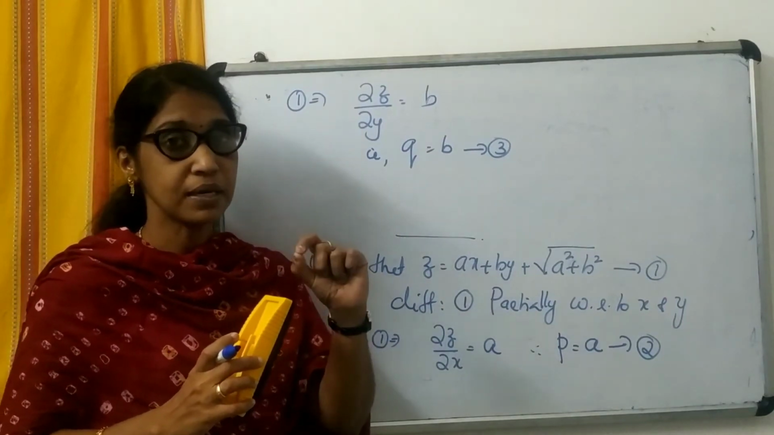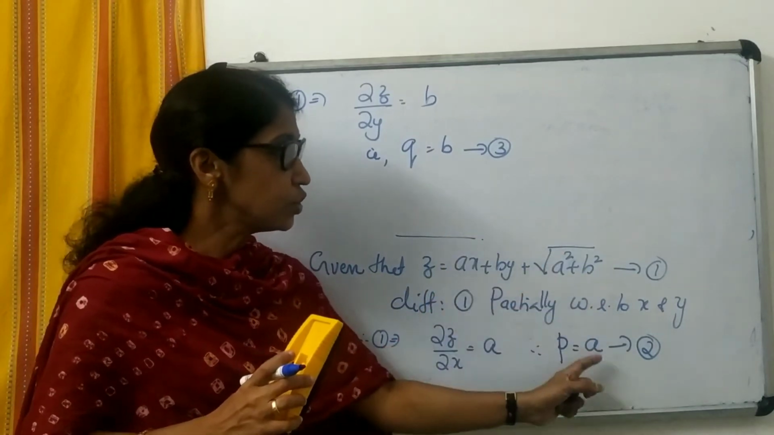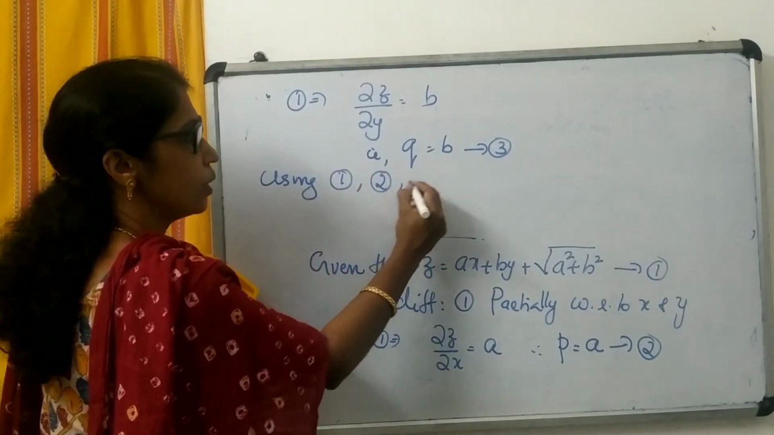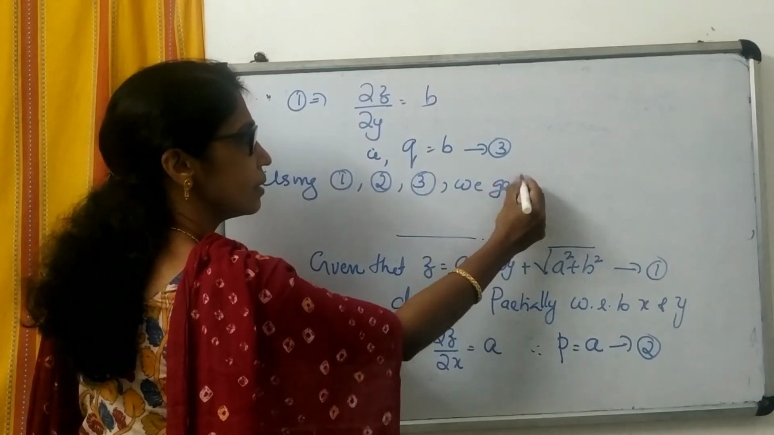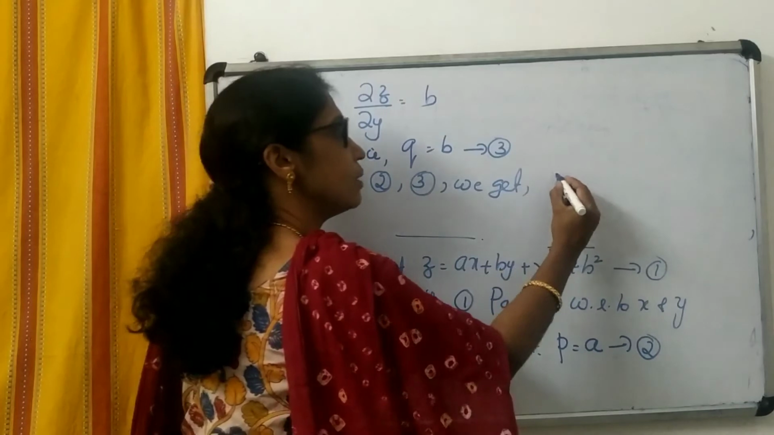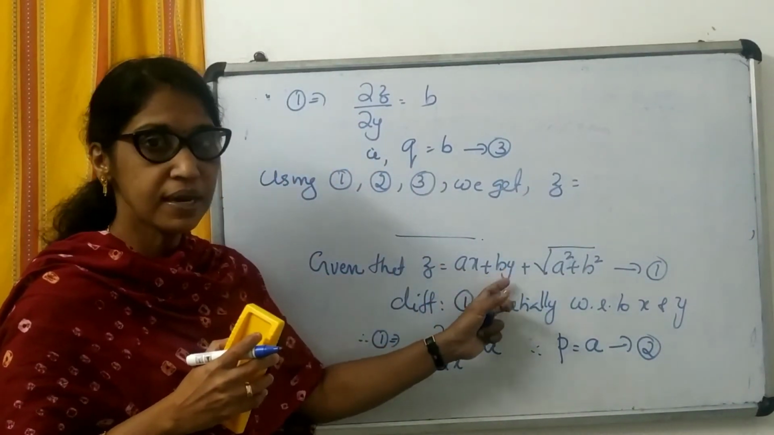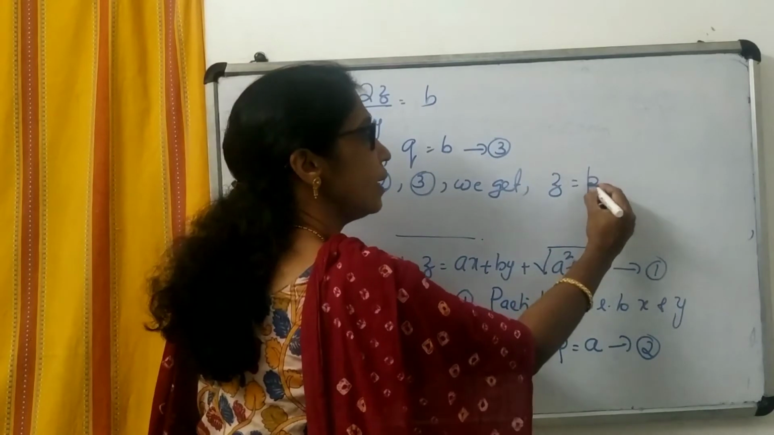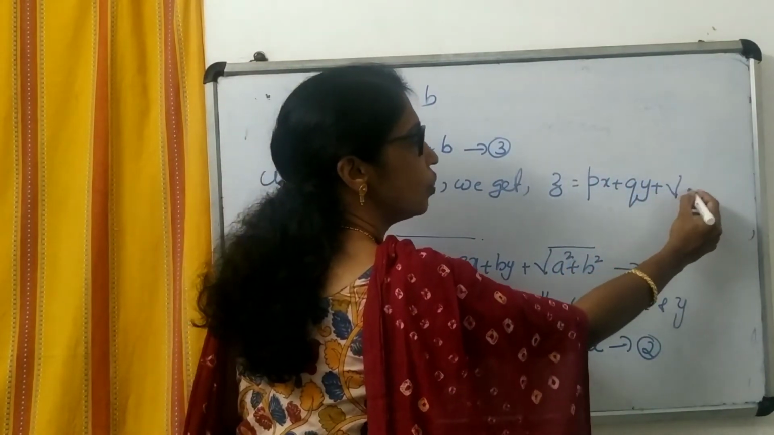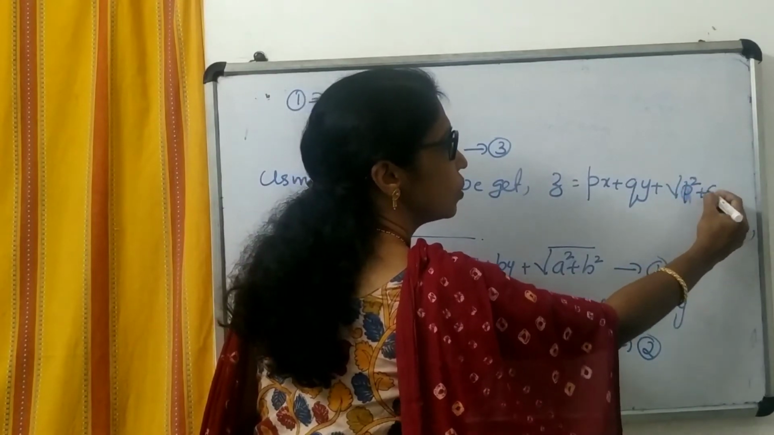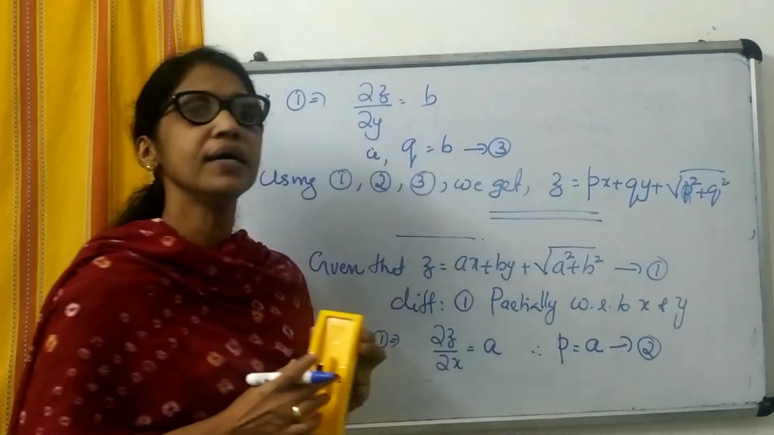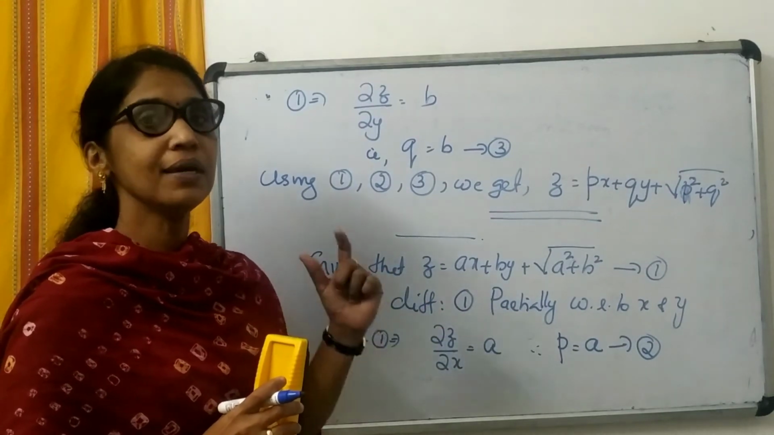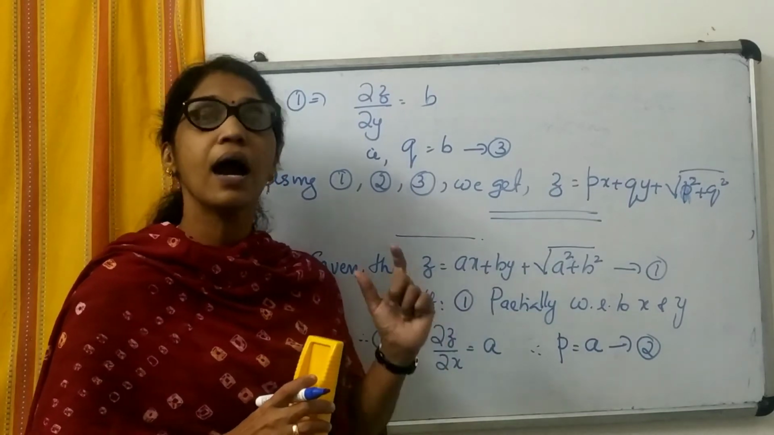Now, we have to eliminate the constants a and b. By eliminating a and b from equations 1, 2 and 3, equation 1 becomes z equal to, substituting the values of a and b in this equation, a is p and b is q. So this becomes z equal to px plus qy plus root of p square plus q square, and this is the required equation. And this is the method to form the partial differential equation by eliminating arbitrary constants.